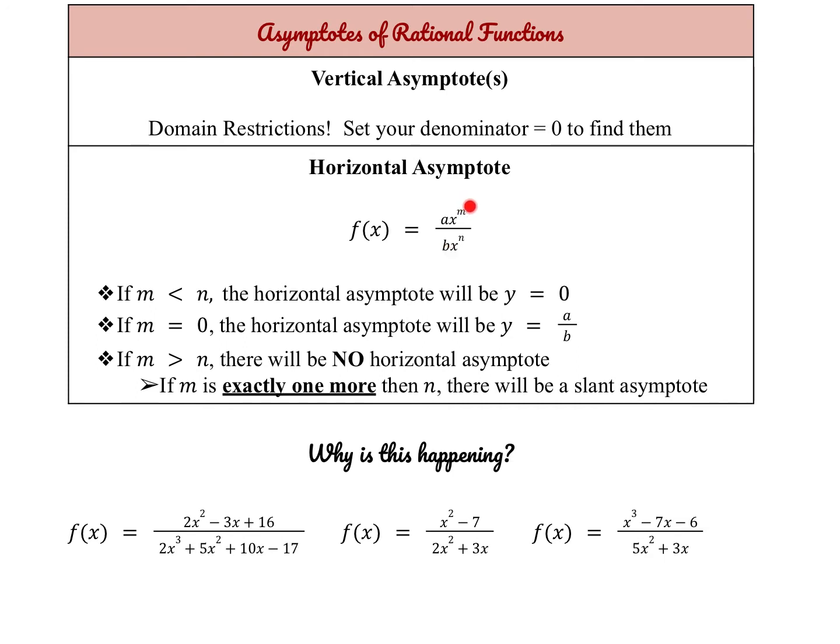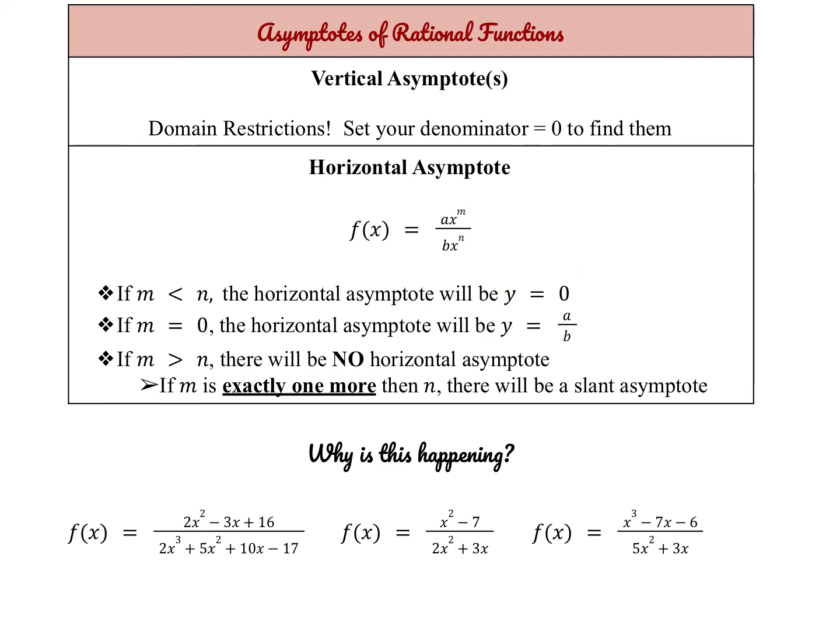And if the degree in the numerator is larger than the degree in the denominator, then there will actually be no horizontal asymptote at all. It's actually going to head towards positive or negative infinity. Now there is a special case that we will be working with in this class, and that's if the degree in the numerator is exactly 1 more than the degree in the denominator. There will be what's called a slant asymptote, which we will talk about today. So that's a special case we're going to be looking for.